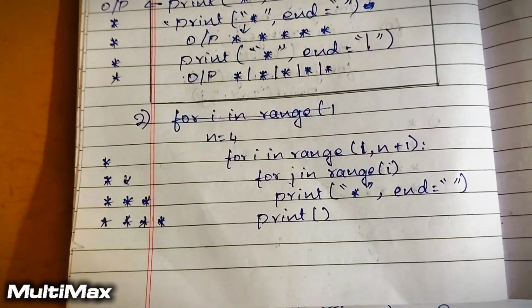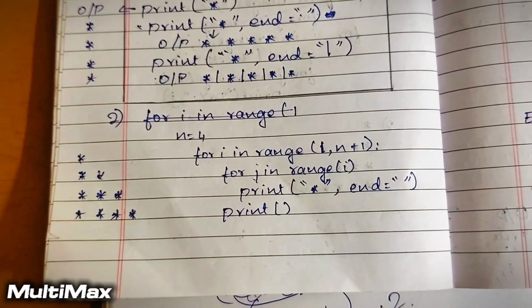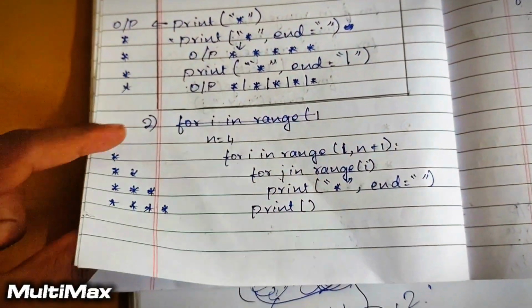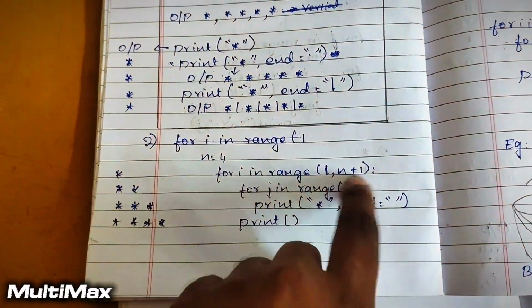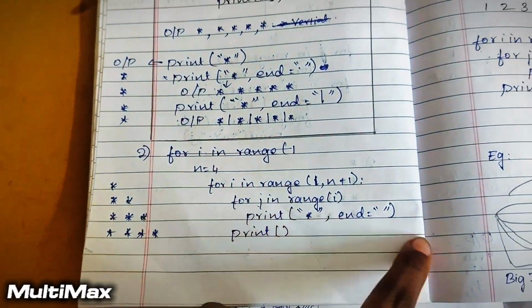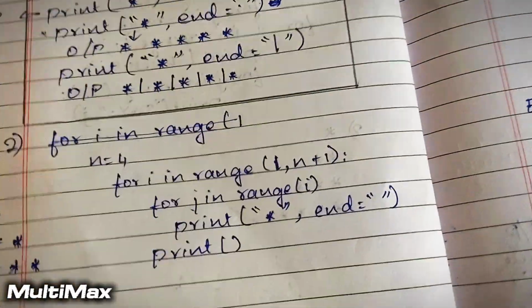And next, n equal to 4, for i in range 1, n plus 1. For printing this question, the program was given. See here, 1, n plus 1, j n. This thing, this print, I will know, that's the main thing you have to learn. That's the only new thing in this program.